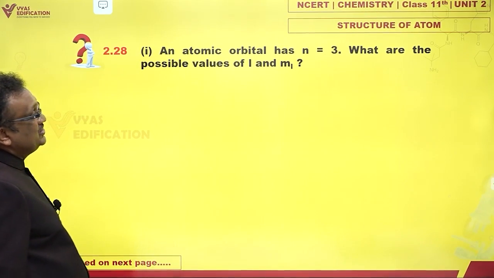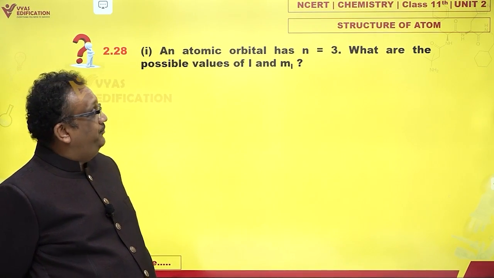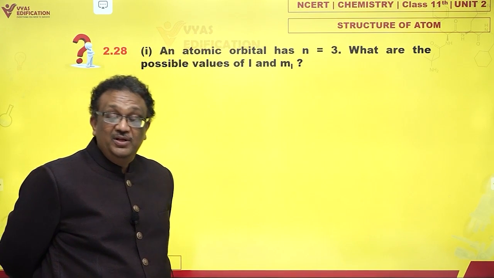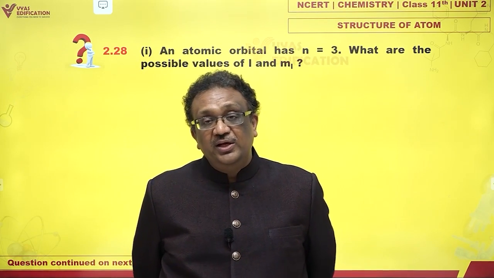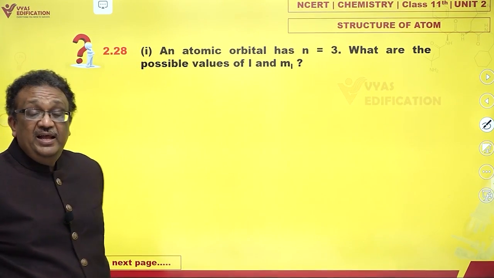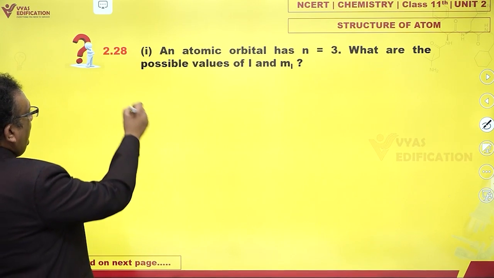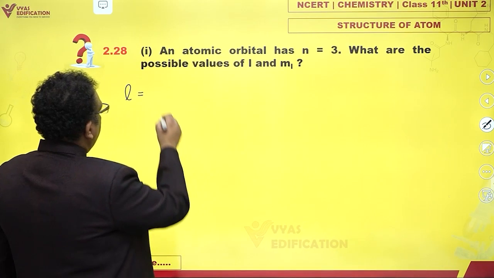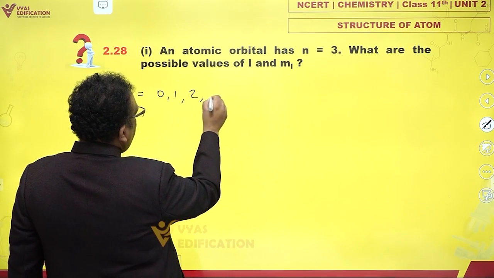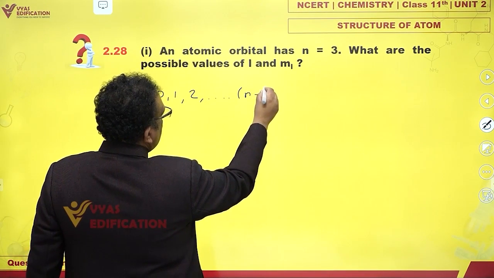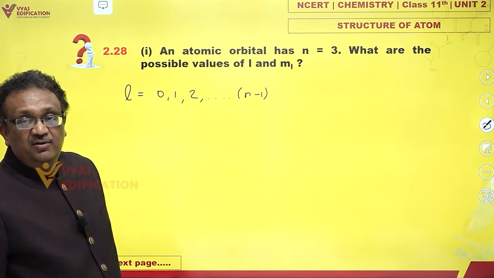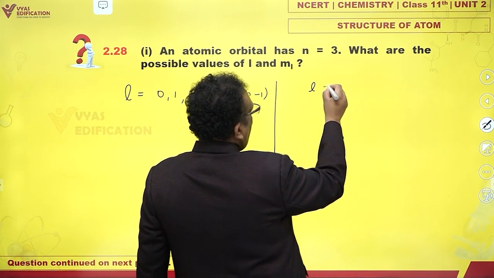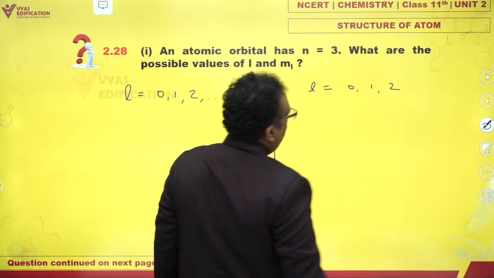An orbital has n is equal to 3. What are the possible values of L and ML? Please remember, when n has a value of 3, what are the formulae? L can begin from 0, 1, 2 till n minus 1. This is the generic formula for L. So in our case, possible values of L are 0, 1, 2.